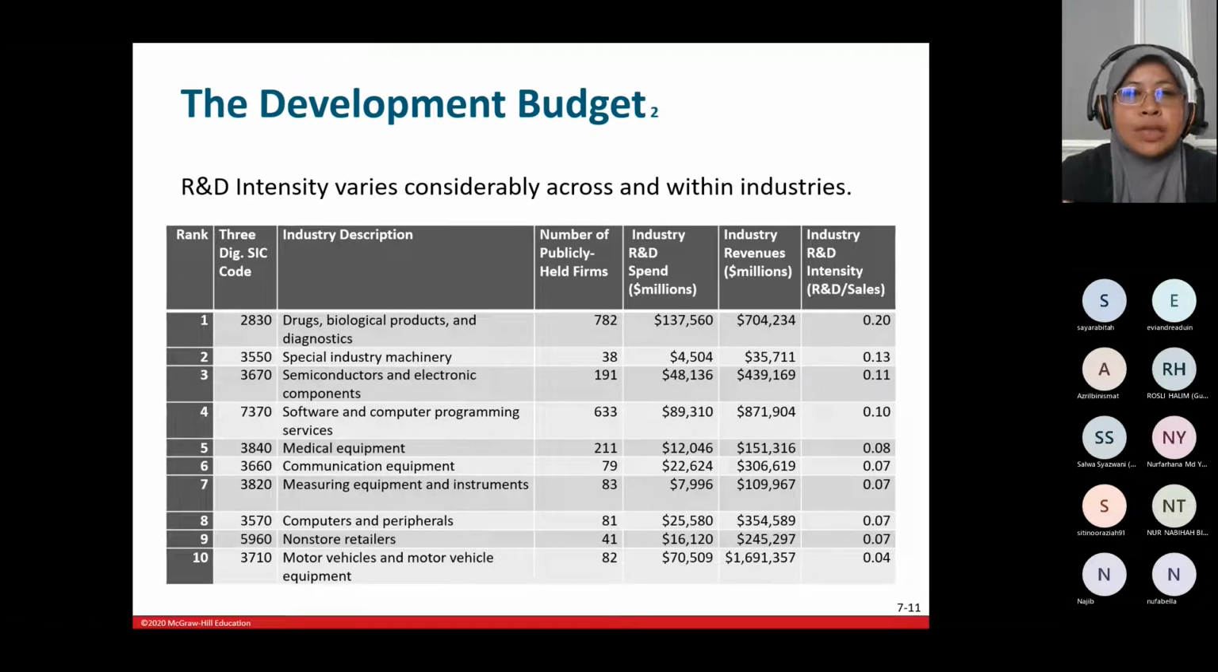Okay, so R&D intensity varies considerably across and within industries. We can see this is what the textbook provides to us based on the intensity of budget. Based on the industry, in drugs, biological products and diagnostics, I am sure if we look at the development budget now, it is exceeding even more.